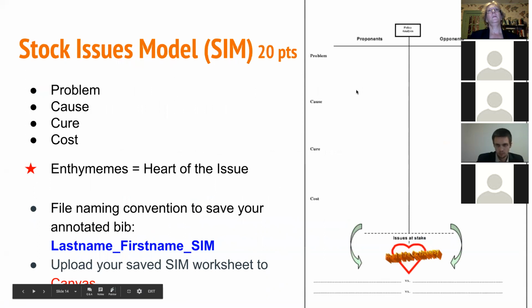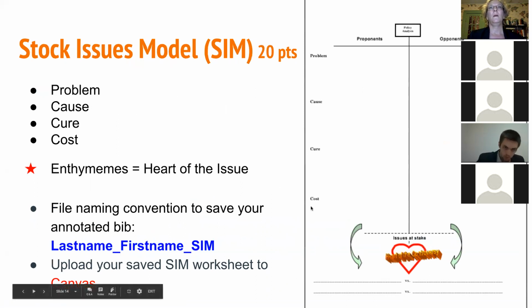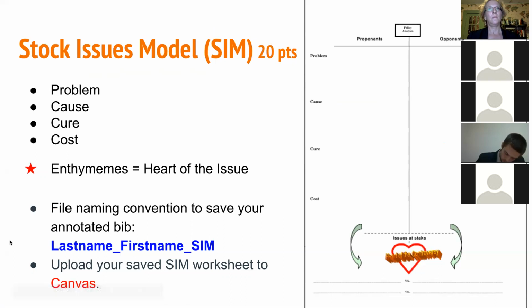Okay, here's the stock issues worksheet that I was mentioning earlier. Here you can see the elements that correspond to the body of the speech: the problem, cause, cure, and cost. Again, you're trying to uncover the heart of the controversy or the heart of the issue, which Aristotle calls enthymemes, those bedrock assumptions that we make when we construct arguments for an audience.